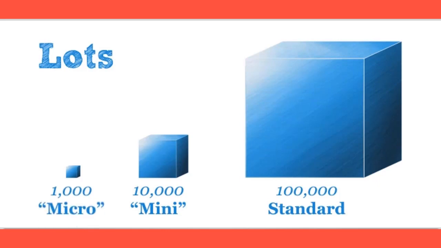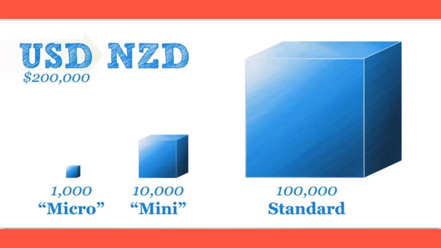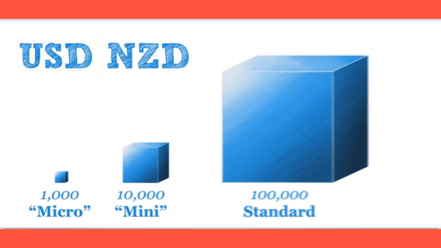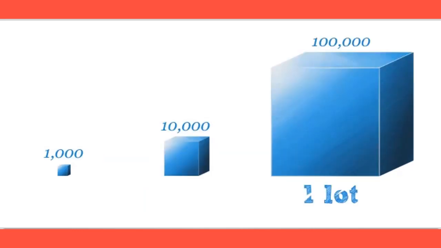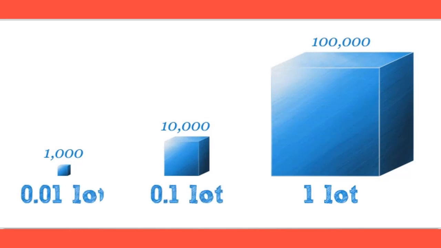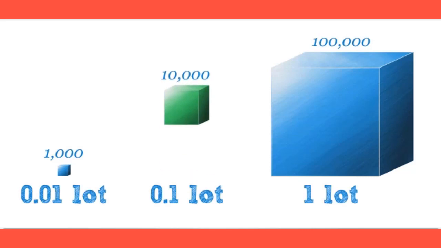So let's say you wanted to purchase 200,000 US dollars worth of New Zealand dollars. You would purchase two standard lots, two lots of $100,000 apiece. When you go to purchase amounts less than 100,000 units, the lot size is most often expressed in fractions of a lot. For example, if you were to purchase 10,000, you would enter the order to purchase 0.1 lot, since a standard lot is 100,000 and 1/10 of that is 10,000.